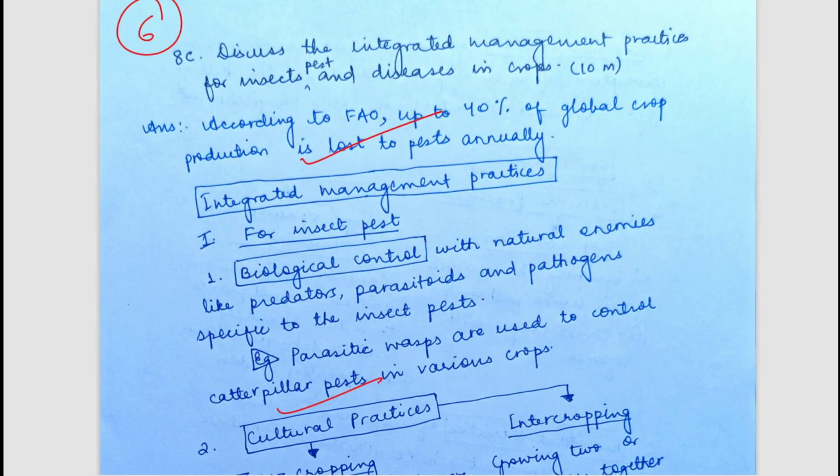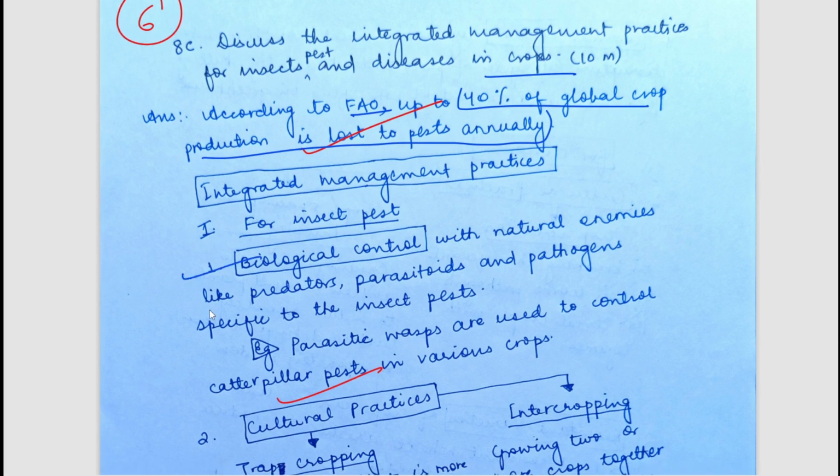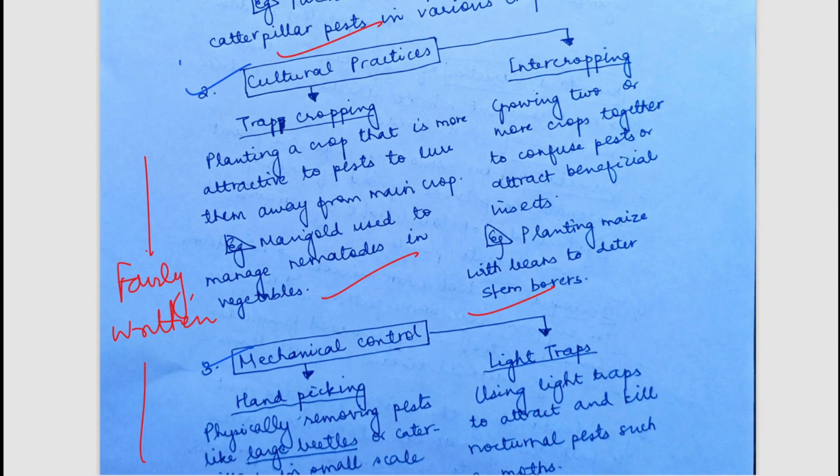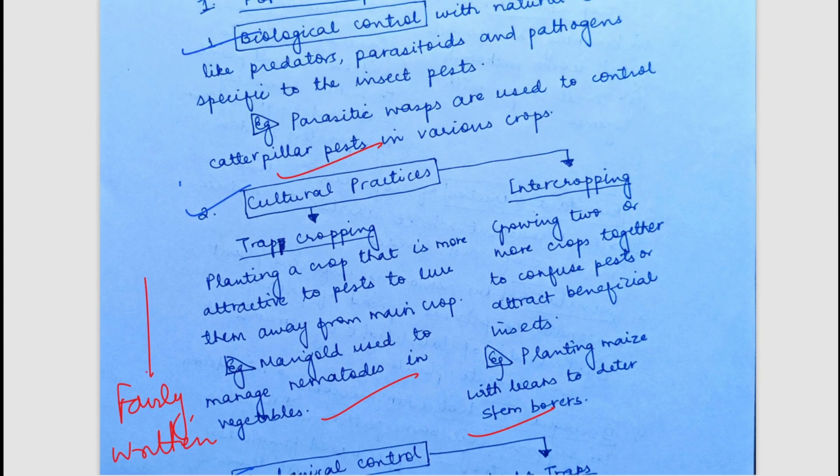That is, discuss the integrated management practices of insect pests and diseases in crops. So we all know that there is huge loss of crop due to these insect pests and diseases. For example, as per FAO, 40% of global crop production is lost due to pests annually. So integrated pest management has been mentioned. That is integration of varied elements such as biological, cultural, chemical, good sanitation practices. Everything is integrated. Mechanical. So you can pause and read it.